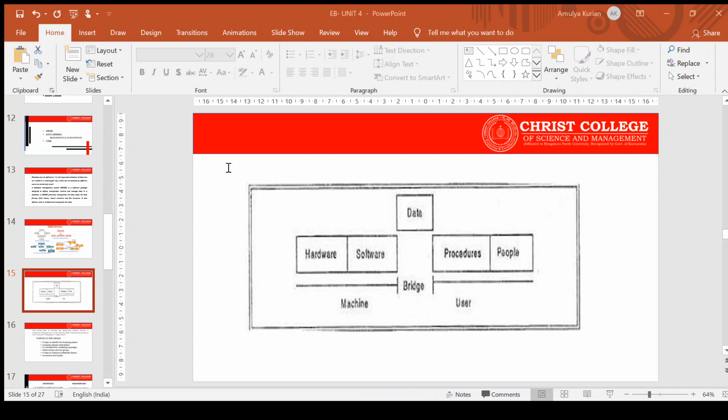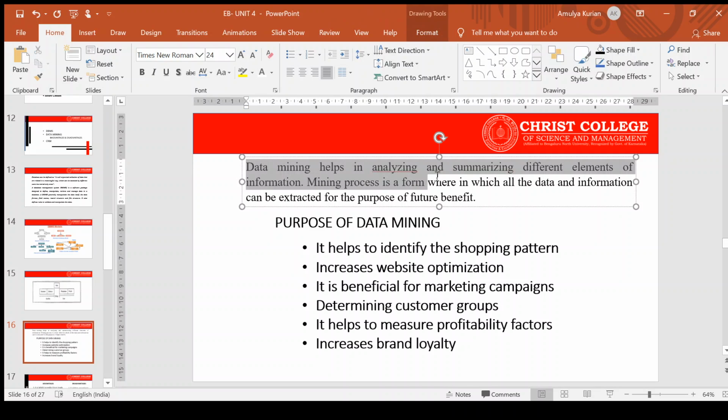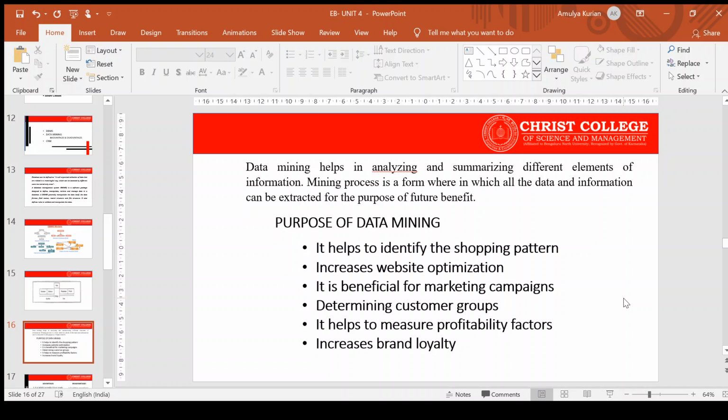Now coming to the next one, that is data mining. Data mining helps in analyzing and summarizing different elements of information. Mining process is a form wherein all the data and information can be extracted for the purpose of future benefit. So from database, whatever relevant data you have to take out, that process is called as data mining.